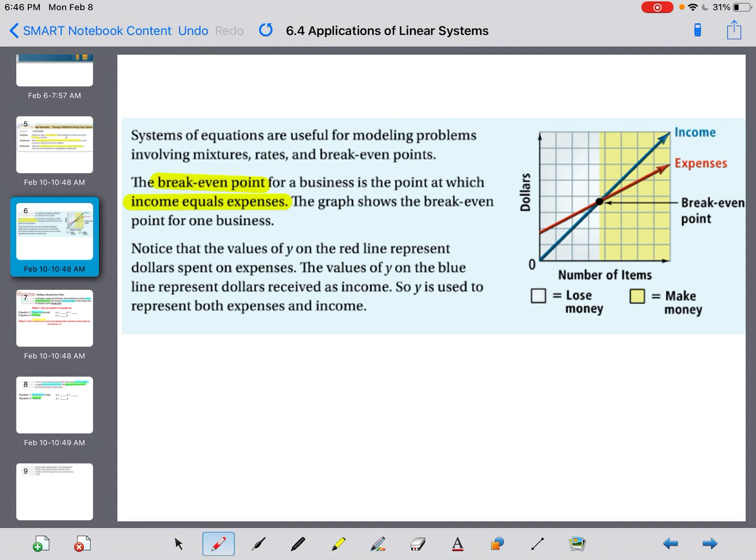If you notice these two lines, our income line is this blue line, the expense line is the red line, and right here in the middle is where they break even. They didn't actually make any money yet, but they haven't lost any money. They've made up everything that they had to spend. That's what we're looking for today when we're doing these application problems.